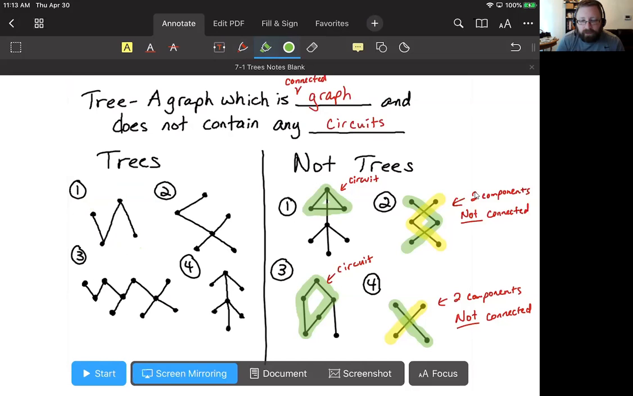Okay. It doesn't matter if it could be a path, it cannot have a circuit in it. So if it has a circuit in it, it is not a tree. All right. Grab your screenshot if you want one. We're going to go on to the next screen.